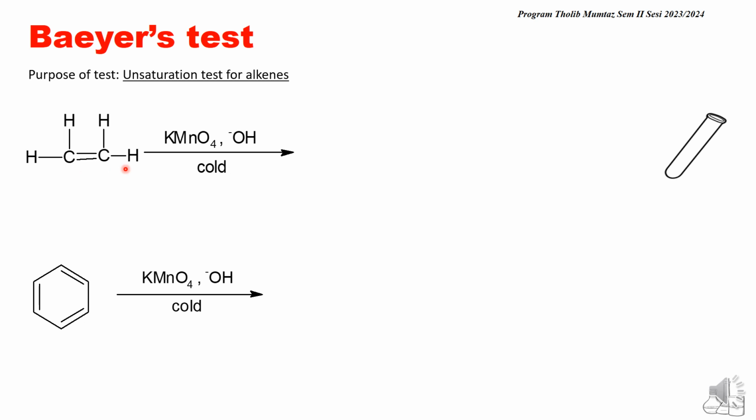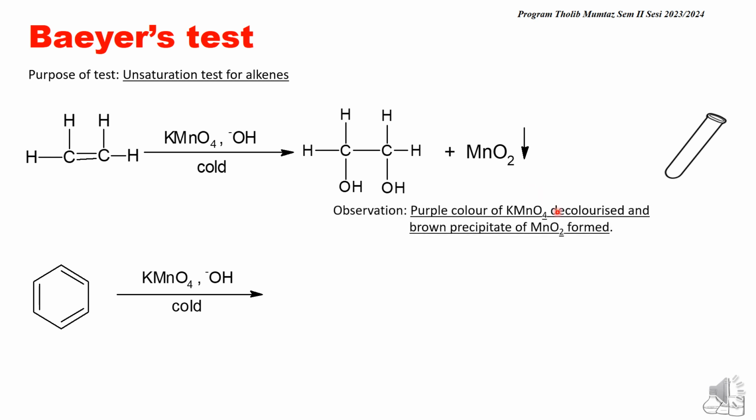So Baeyer's test with an alkene will produce a diol, which is each carbon of the double bond receives one OH each. So this is what we call diol. And the side product is MnO2 precipitate. So observation for positive Baeyer's test is the purple color KMnO4 decolorized and brown precipitate of MnO2 is formed.